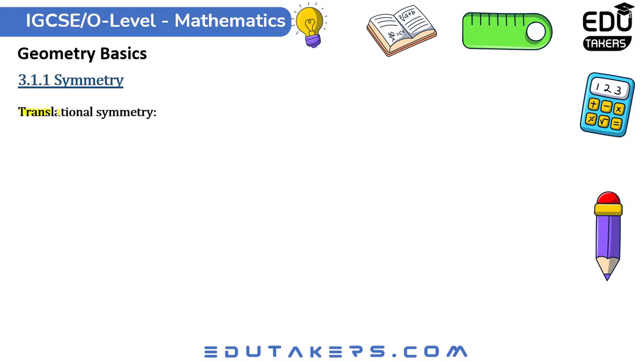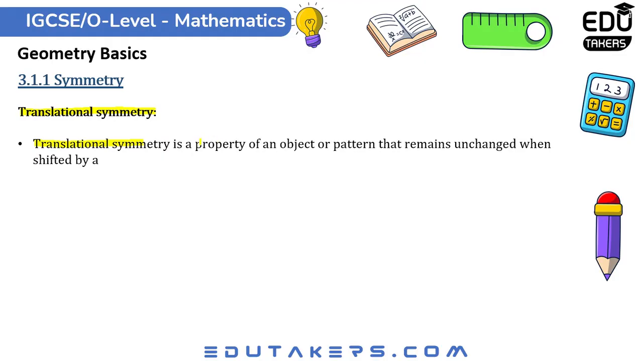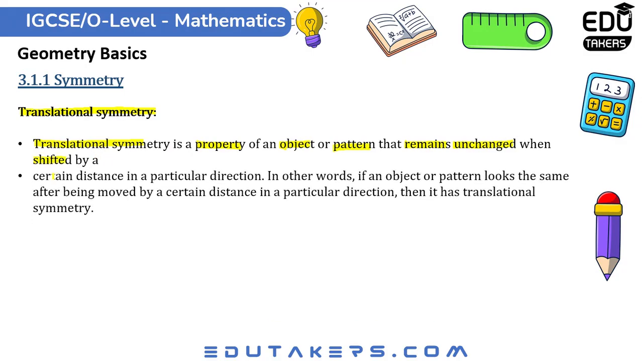Next is translational symmetry. Translational symmetry is a property of an object or pattern that remains unchanged when shifted by a certain distance in a particular direction. In other words, if an object or pattern looks the same after being moved by a certain distance in a particular direction, then it has translational symmetry.